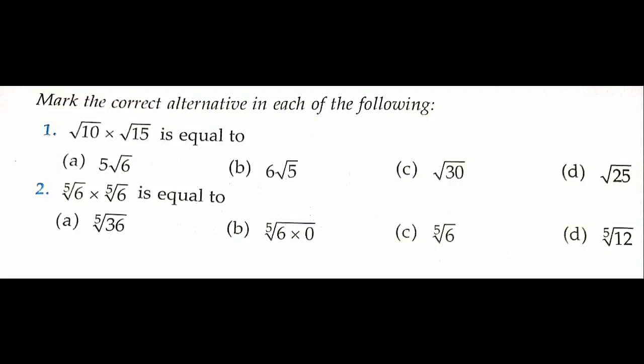Next question: we have fifth root of 6 into fifth root of 6. Here we have the same base, so the powers should be added. We can write it as 6 to the power 1 by 5 into 6 to the power 1 by 5, which is equal to 6 into 6 whole raised to the power 1 by 5. It is fifth root 36. So the right answer is A in this case.